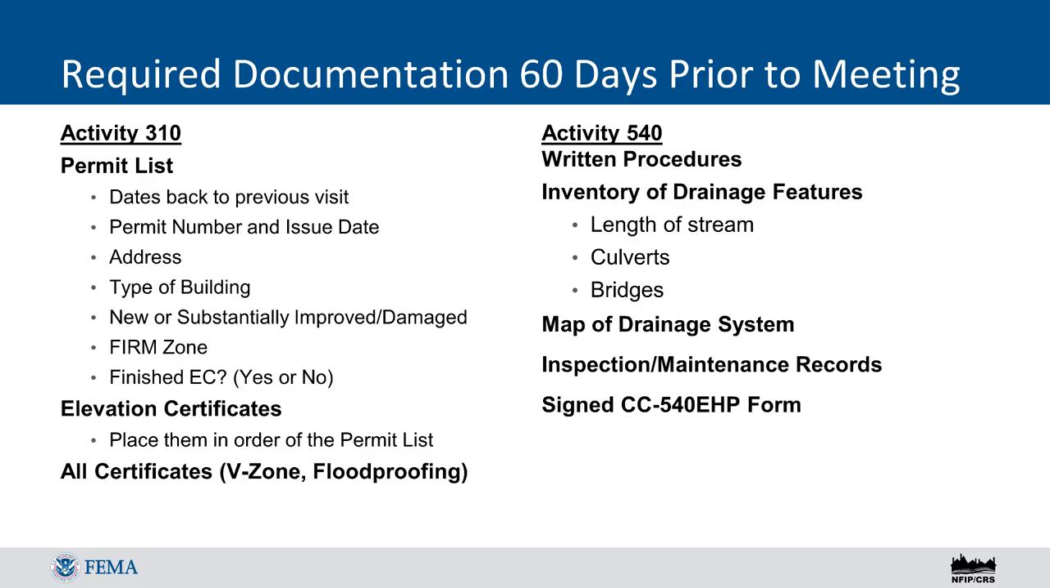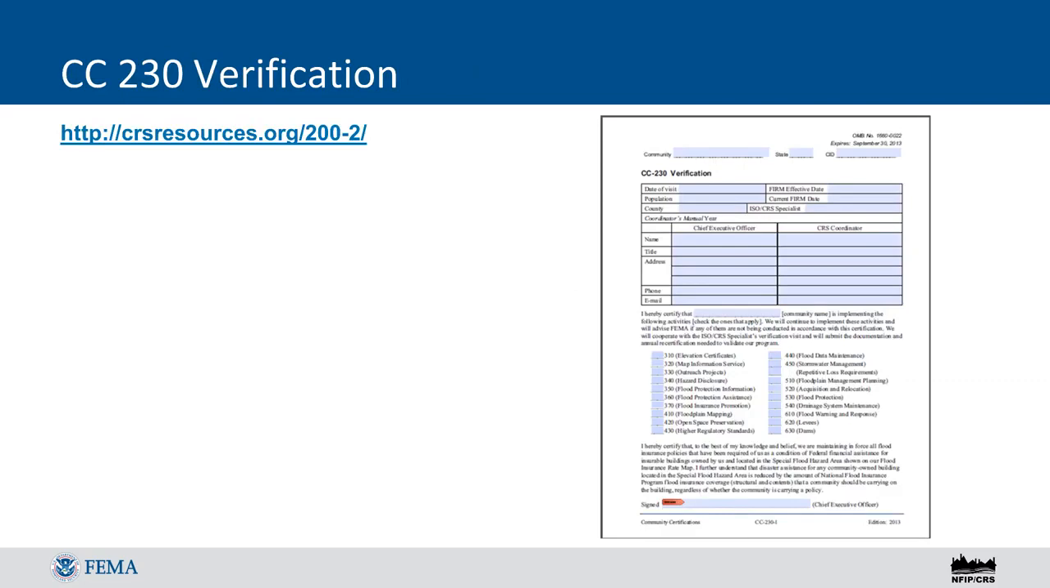We ask for this ahead of time because for some communities, their drainage system may be large and complex, making for quite an involved review. Once your CRS specialist sees your inventory and map, they'll tell you which inspection records to send. Okay, let's get into activity documentation.